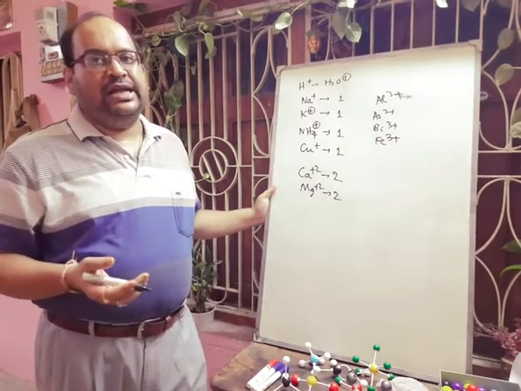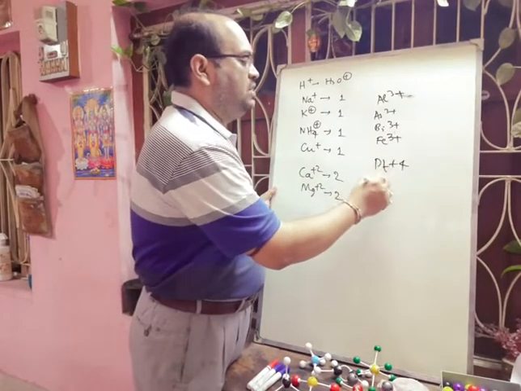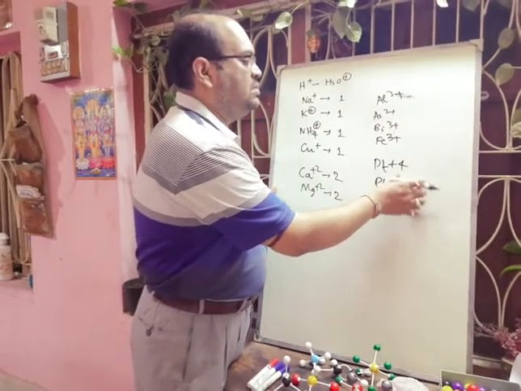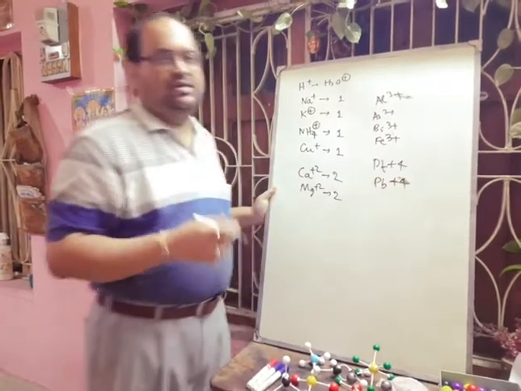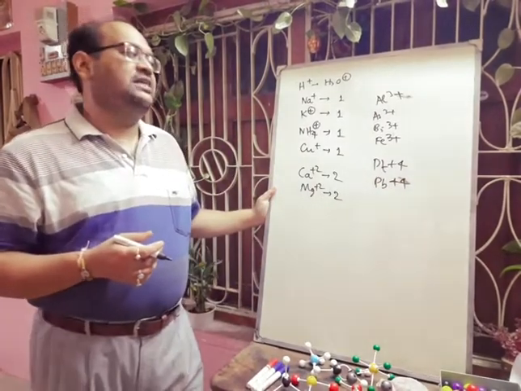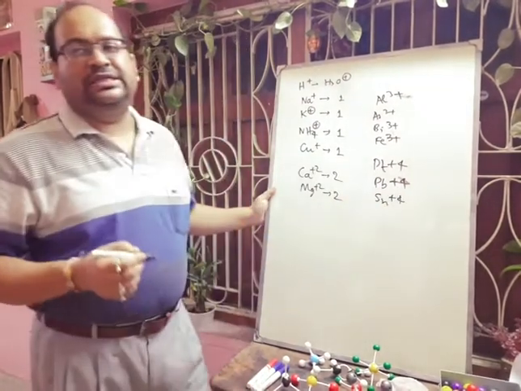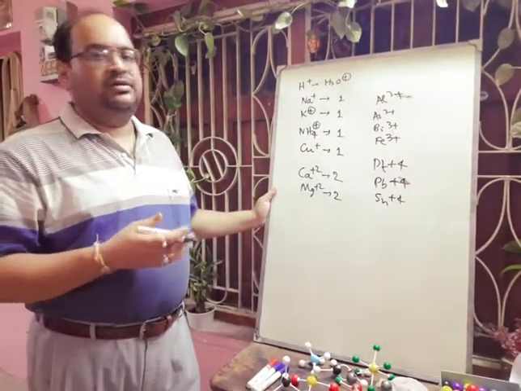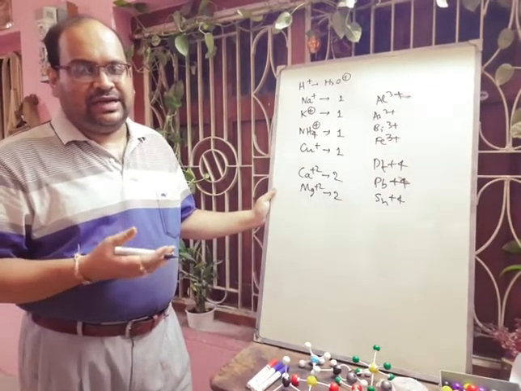Next one is the tetravalent radical having 4 units of positive charge. Here we can write Pt plus 4, platinum plus 4, Pb plus 4, plumbic. So this is plumbic. Sn plus 4, stannic. So these are the tetravalent radicals.